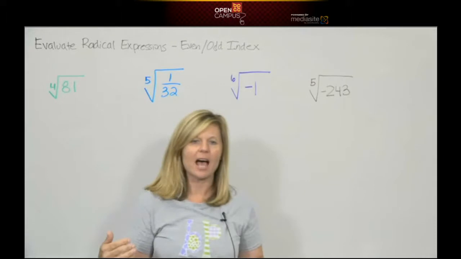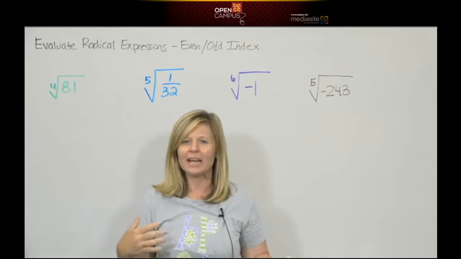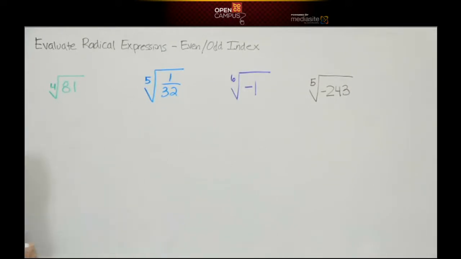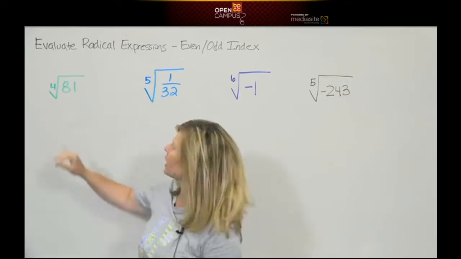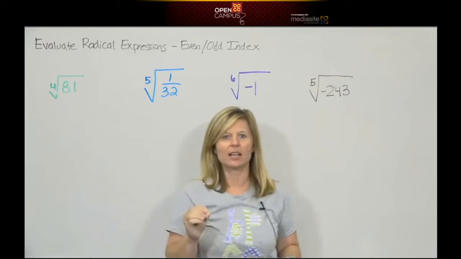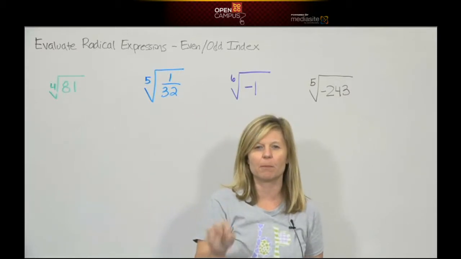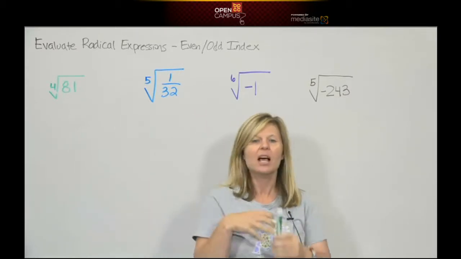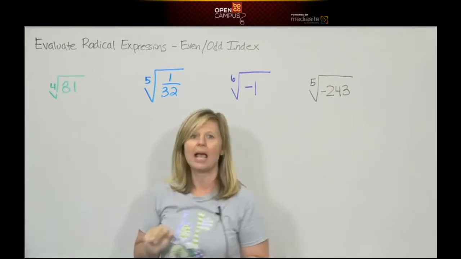Okay, let's practice how to evaluate a root with any size index. So my first expression is the fourth root of 81. We have to understand this index 4 is telling us we want to multiply the same number 4 times that would produce the radicand 81.